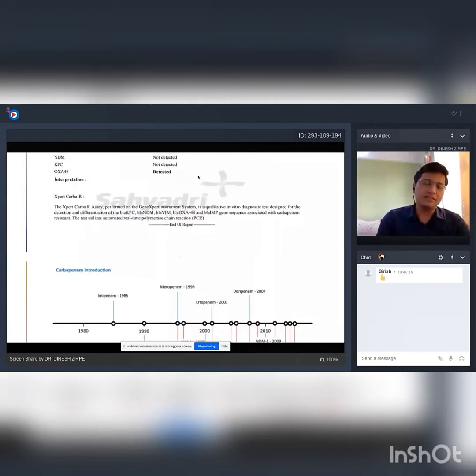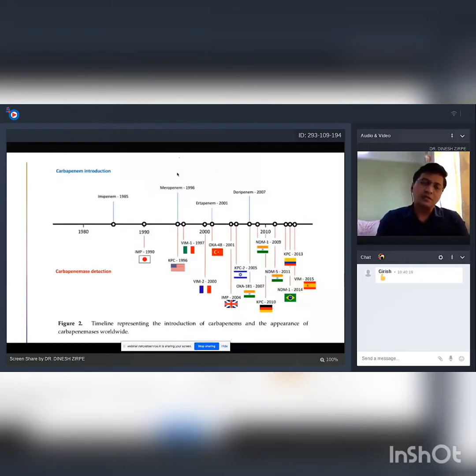This is a very nice diagrammatic representation of how they introduced the carbapenem and how the carbapenemases also got detected. As soon as they introduced it, sooner or later the carbapenemase got detected. So this is IMP, which is imipenem resistant pseudomonas, which was in Japan. It was discovered in 1990. And then there's KPC in 1996. Meropenem was introduced in 1996. However, in the same year you see that KPC also was discovered. So these are different things. And then NDM was discovered in 2010.